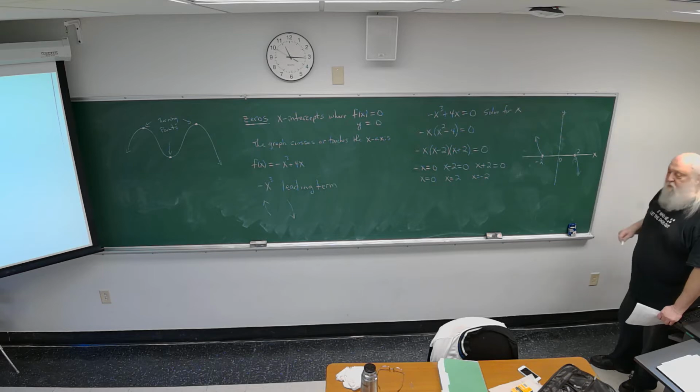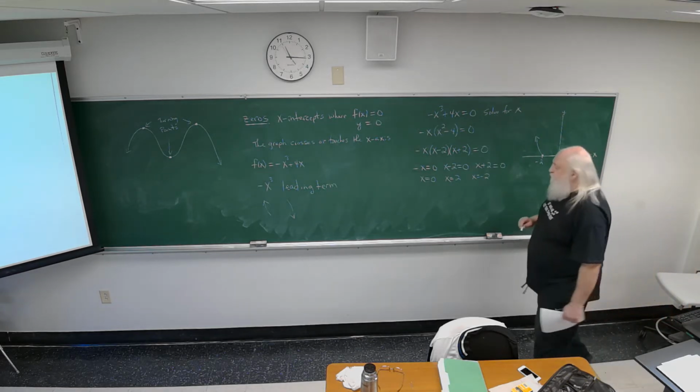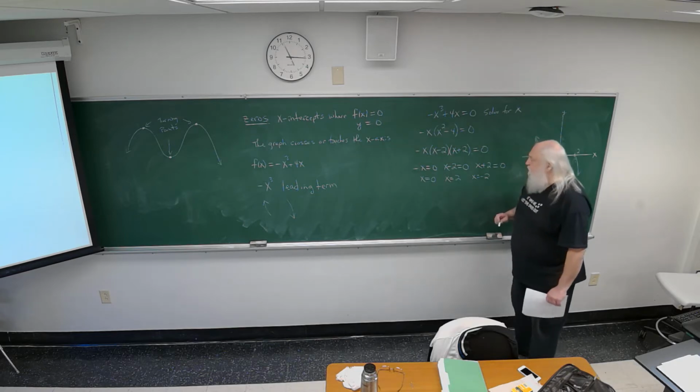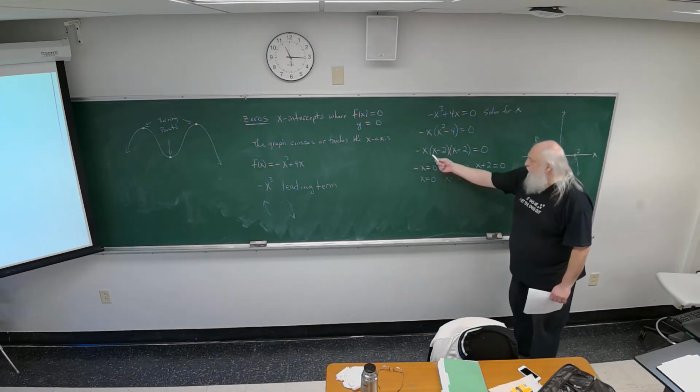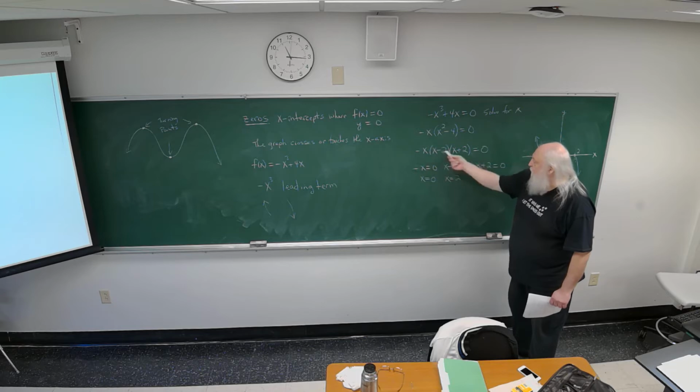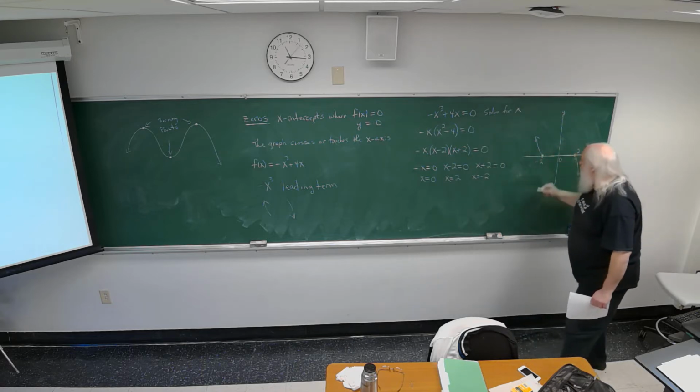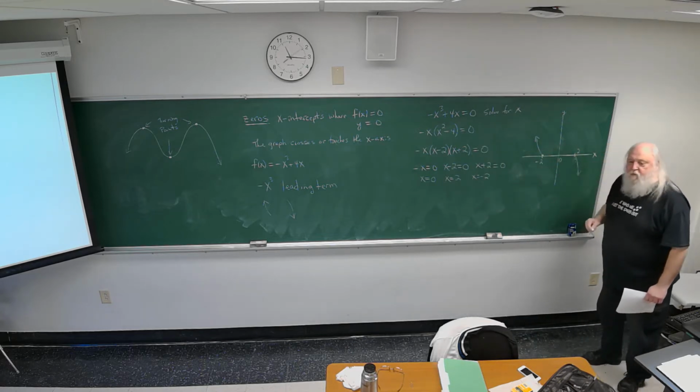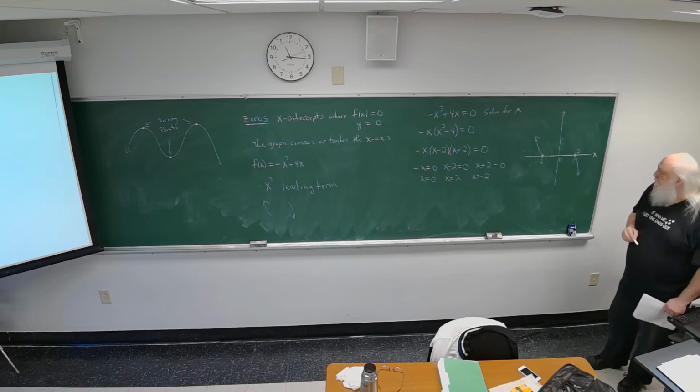And now the question is, what does the graph look like in between? Well, we haven't talked about multiplicity of zeros yet, but the exponent on each of these factors is 1. We've got x to the first, x minus 2 to the first, x plus 2 to the first. So at every one of these x-intercepts, the graph crosses the x-axis.